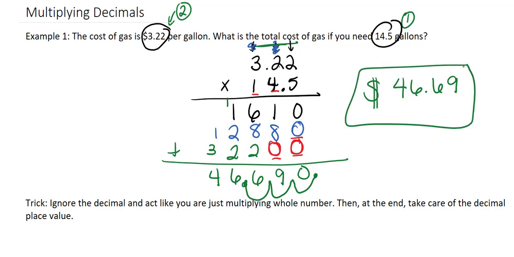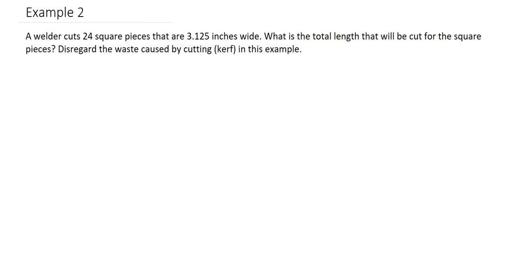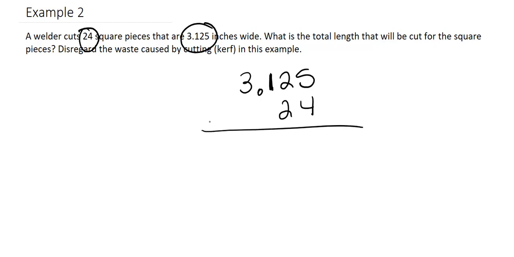Now let's do the last example. Example 2. A welder cuts 24 square pieces that are 3.125 inches wide. What is the total length that will be cut for the square pieces? We're going to disregard the waste caused by cutting, which we can refer to as kerf in this example. So we are going to multiply 24 times 3.125. Let's put the 3.125 on the top and the 24 on the bottom, so the 5 and 4 line up, and the 2 and the 2 line up.